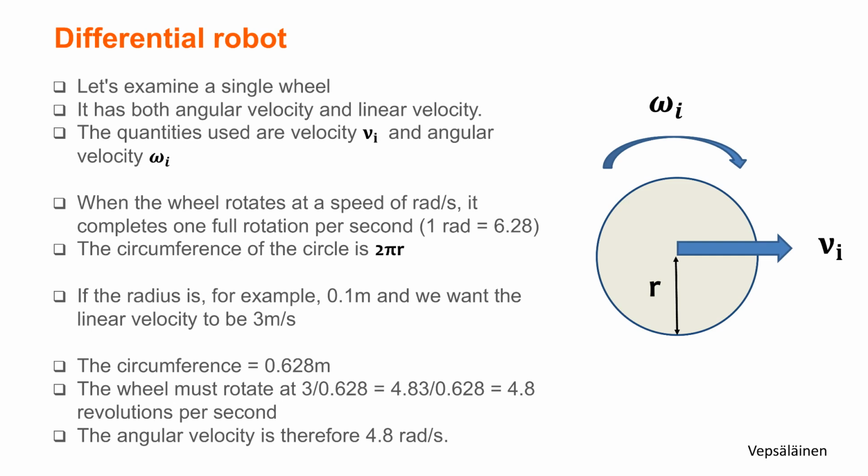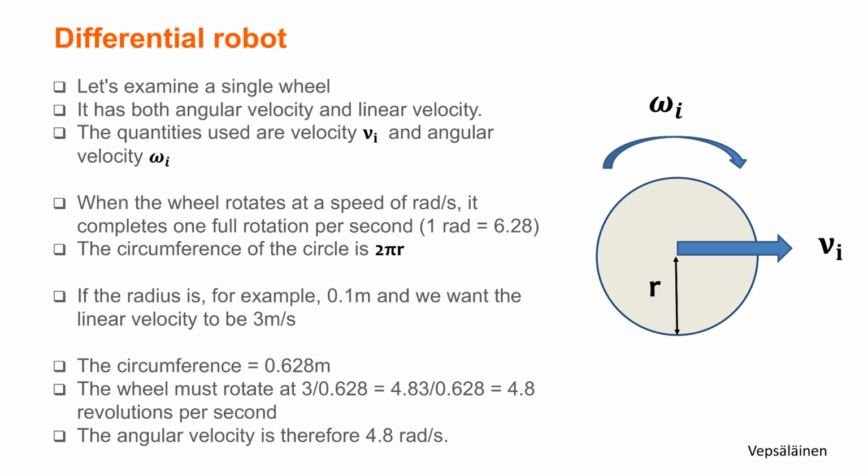Now, let's take a closer look at a single wheel and how its motion is defined. A wheel has both angular velocity and linear velocity. These are two key parameters that describe how the wheel moves. The two quantities we use to describe this motion are velocity, v, the speed at which the wheel moves forward; angular velocity, ω, the speed at which the wheel rotates.